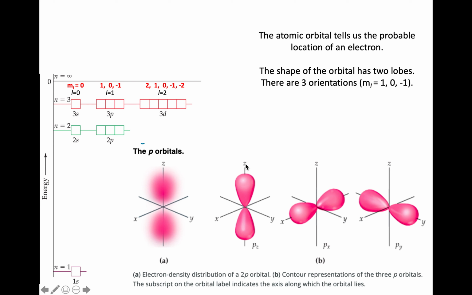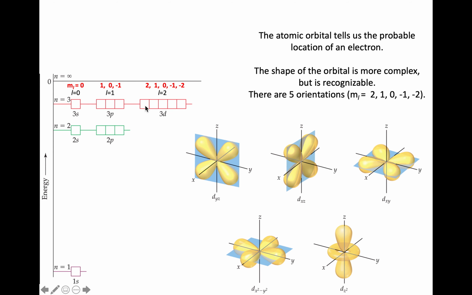We should be able to predict how many orientations we would have for a d orbital. The shape of the d orbital is more complex, but it's very recognizable. For all of these, you should be able to recognize whether it is an s orbital, a p orbital, or a d orbital. And there are 5 orientations because they have 5 different m sub l values. For the most part, those are showing which plane the sets of lobes are along. Just as an example here, dxy, these 2 sets of lobes are in the xy plane.